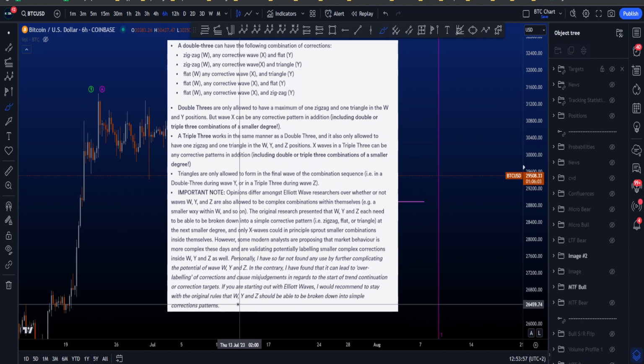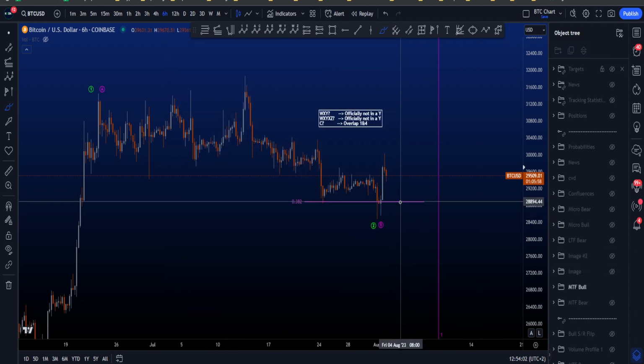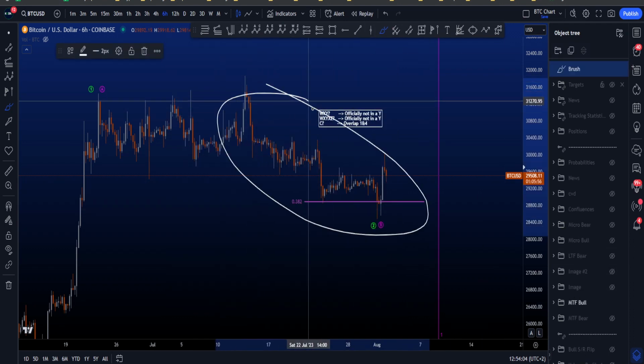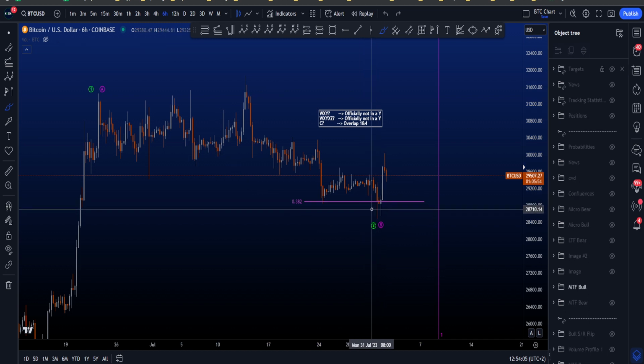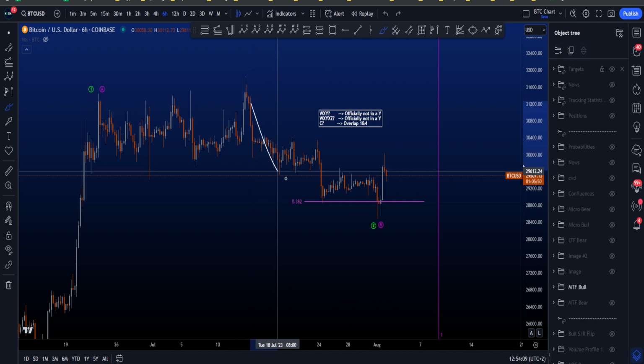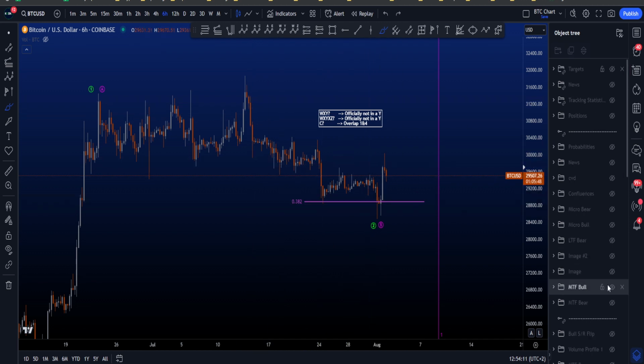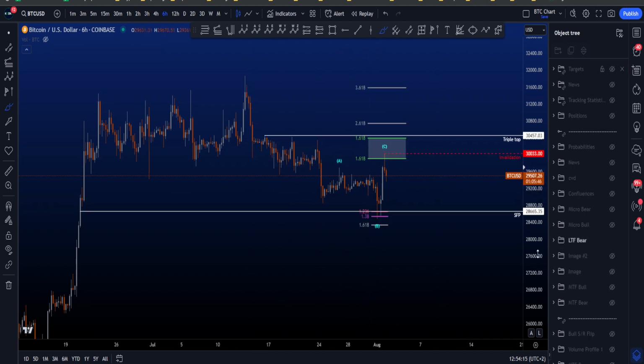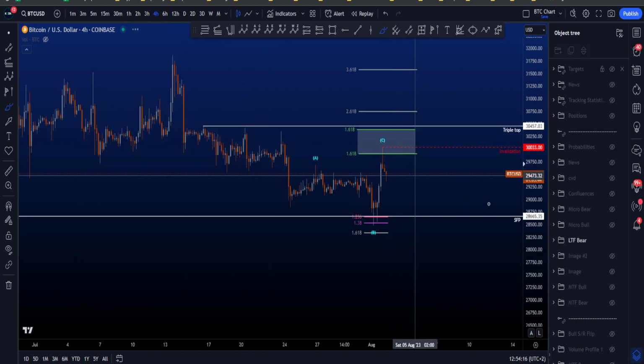So if you're starting out, just stay with the regular rules in W, Y, and Z, meaning a zigzag, a flat, or a triangle, which is very difficult to count in this structure and doesn't really help with the bullish scenario. But at the same time, there is the discussion for if it is possible. So we have to keep it in mind, right? I just wanted to share this with you. So I hope you learned something here.